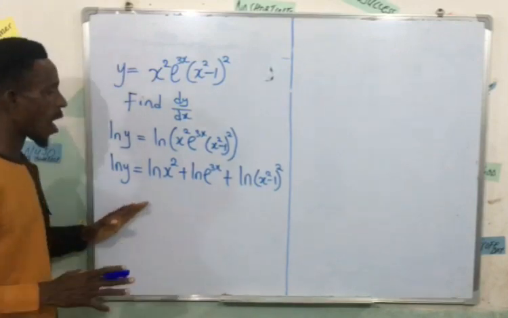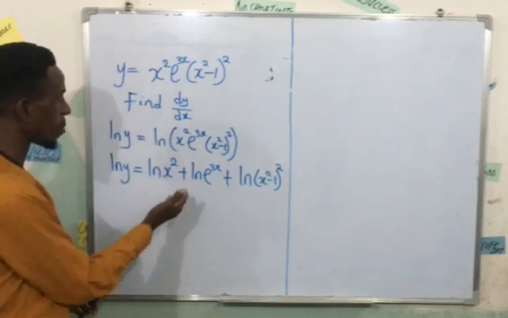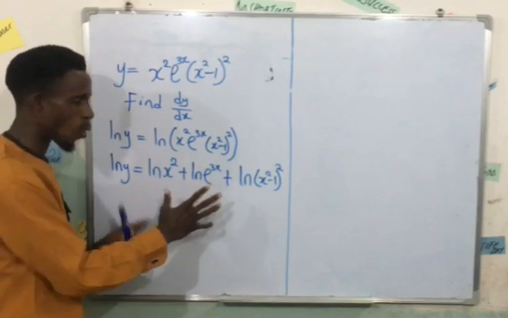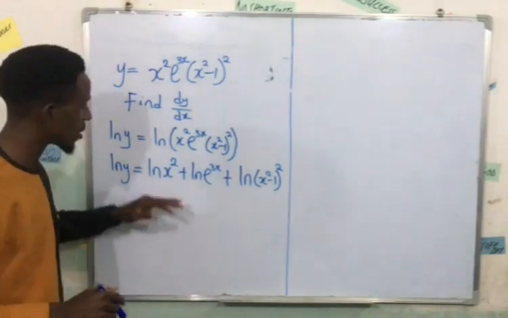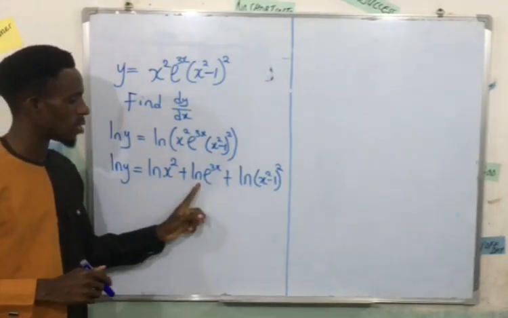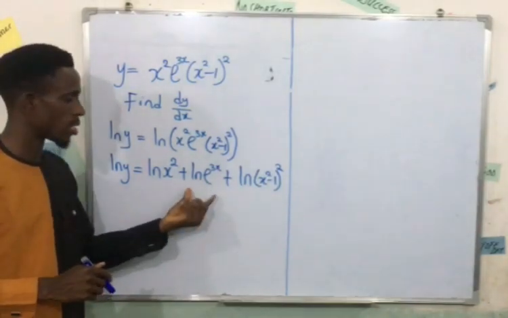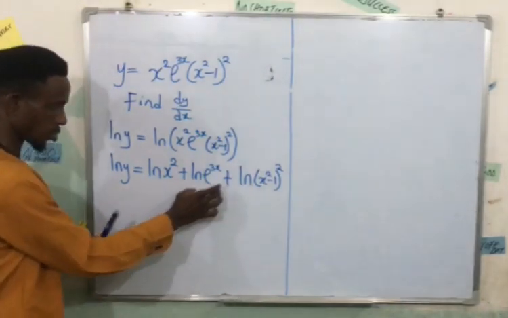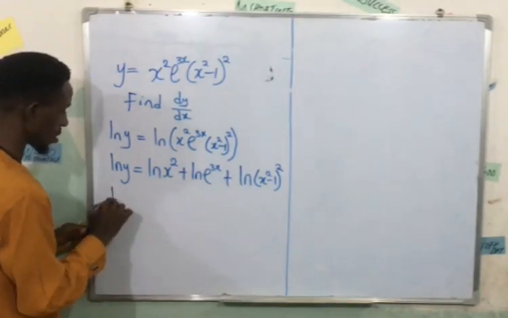So you see now, I've put this in this form. It has become plus and plus. So I can do my normal differentiation, taking one term after the other. Look at this: ln of the exponential is going to give me 1. So I will just break that down. I will have something like this.